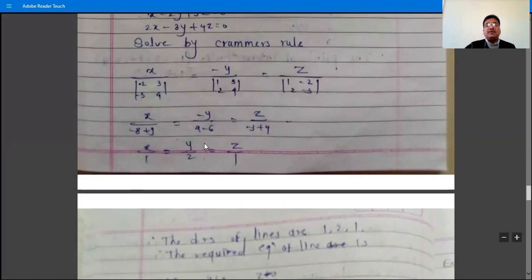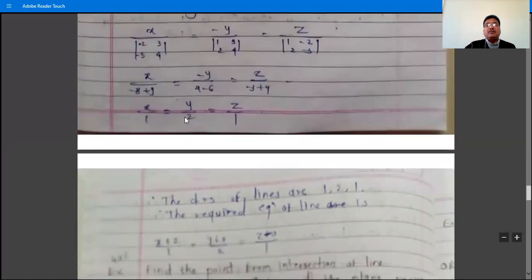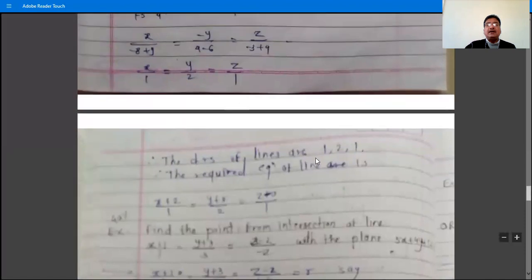And then x by 1, y by minus 2 right here. Okay, minus 2, minus becomes plus. Yes, it is correct: y divided by 2, z divided by 1. And so these 1, 2 and 1 are what? Direction ratios of the line.